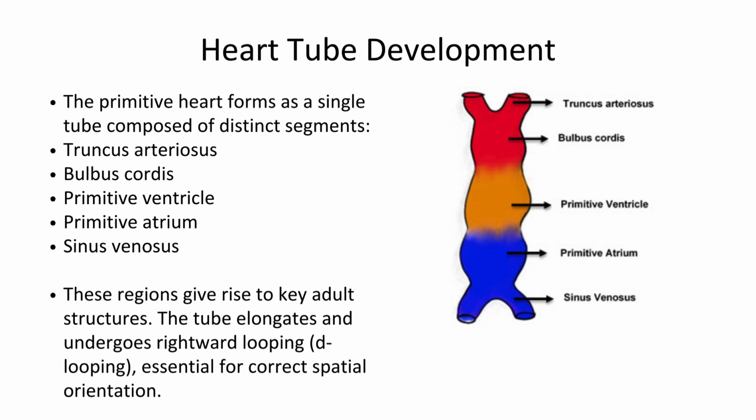The heart begins as a simple straight tube, but this tube already has 5 major segments, each of which gives rise to specific structures in the adult heart. From top to bottom, the tube is made up of truncus arteriosus, bulbus cordis, primitive ventricle, primitive atrium, sinus venosus. Each segment has a predetermined fate, meaning it will develop into certain parts of the adult heart.